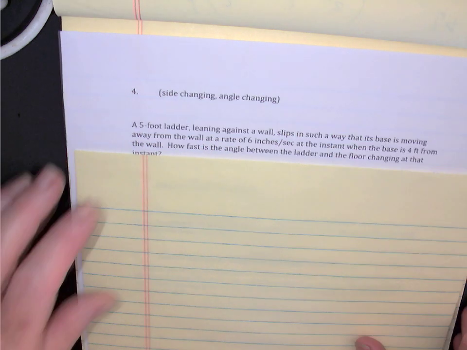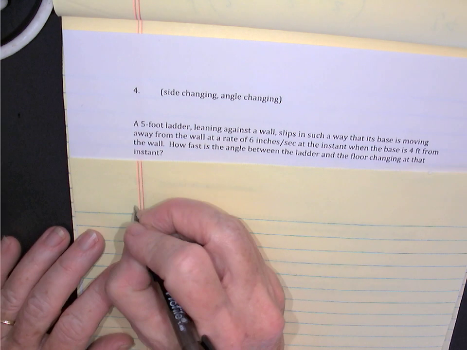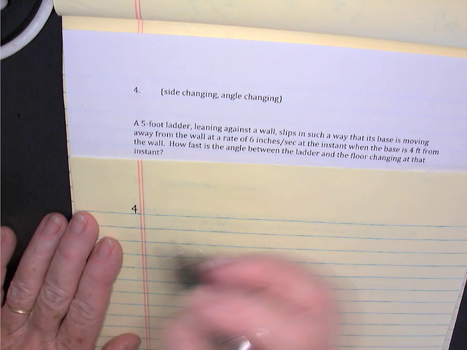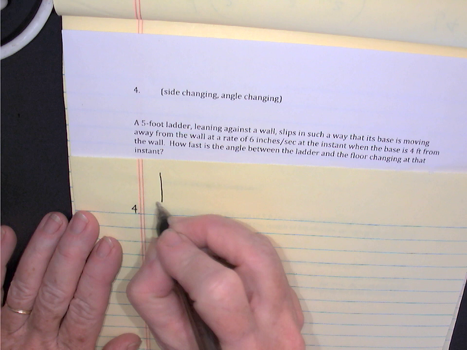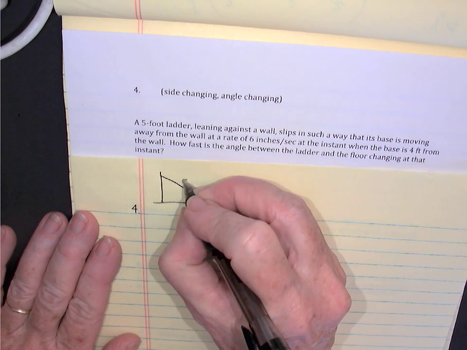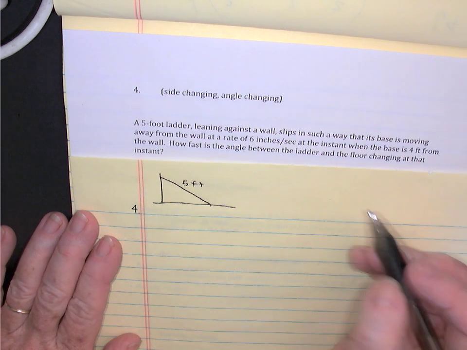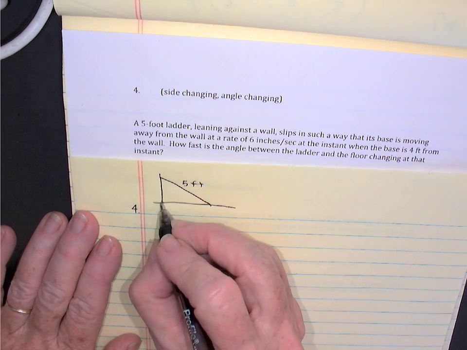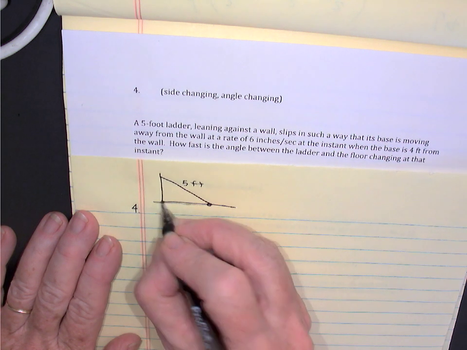Let's also do question 4, which looks kind of similar, right? Once again, we have a 5-foot ladder leaning against a wall. So it's exactly the same problem. But we have a 5-foot ladder leaning against a wall, slipped in such a way that its base is moving away from the wall. So again, here's the base moving away from the wall.